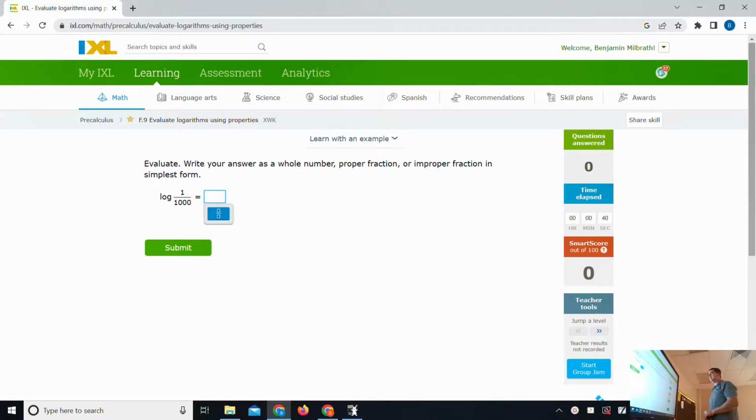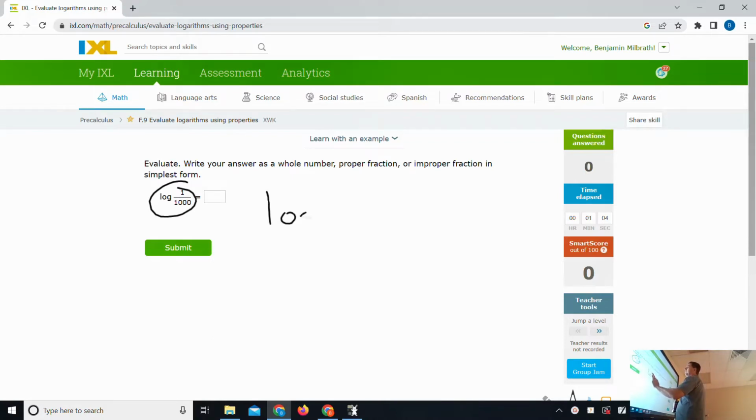So we're supposed to evaluate, write your answer as a whole number, proper fraction or improper fraction. And I kind of want to teach this a little bit old school. I will show you how to do it in a calculator, obviously, but I really want to do this old school. I really hope that people will get to the point where they understand logarithms, because it makes it so much easier.